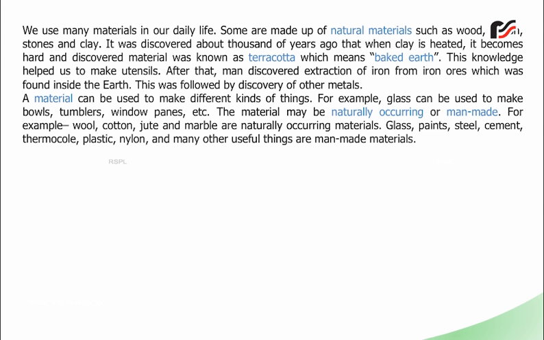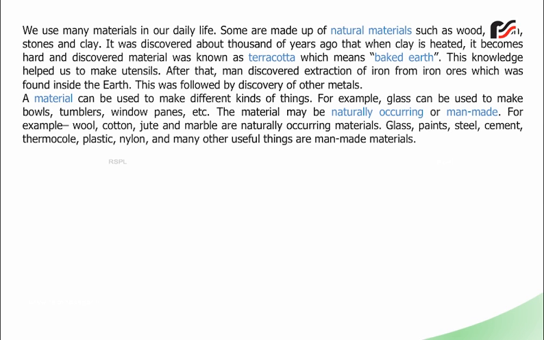We use many materials in our daily life. Some are made up of natural materials such as wood, cotton, stones, and clay. It was discovered thousands of years ago that when clay is heated, it becomes hard, and the discovered material was known as terracotta, which means baked earth. This knowledge helped us to make utensils.